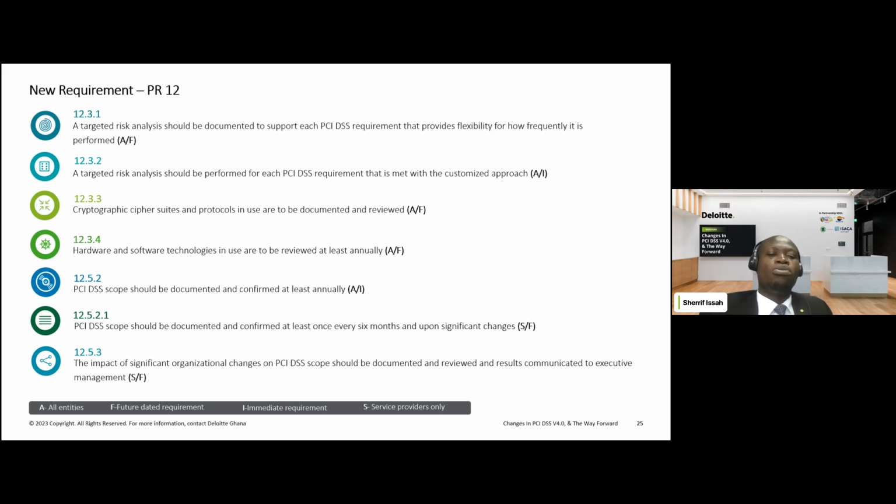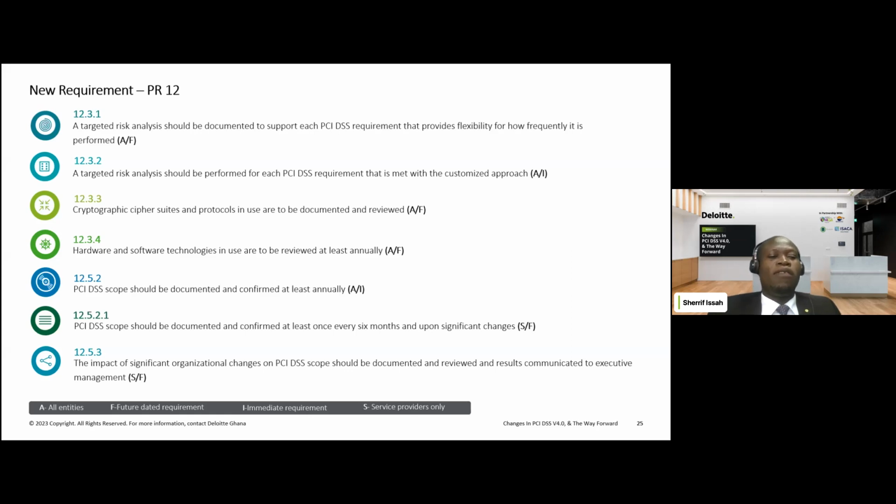Then 12.5.2 also says that the scope of the PCI DSS needs to be documented and also confirmed at least annually. In fact, 3.2.1 was very silent on this. Of course, it was kind of a presumed thing to be done because you see the scope more or less sitting on the face of your attestation of compliance or your report of compliance. But as it stands now, it is incumbent on the entity that wants to attain certification to PCI DSS to document the scope and ensure that the scope is reviewed at least every year.